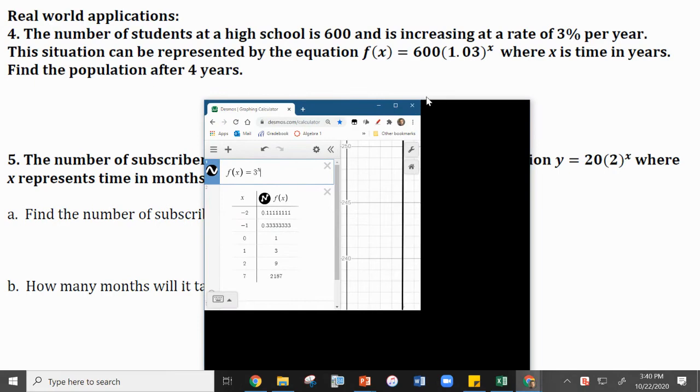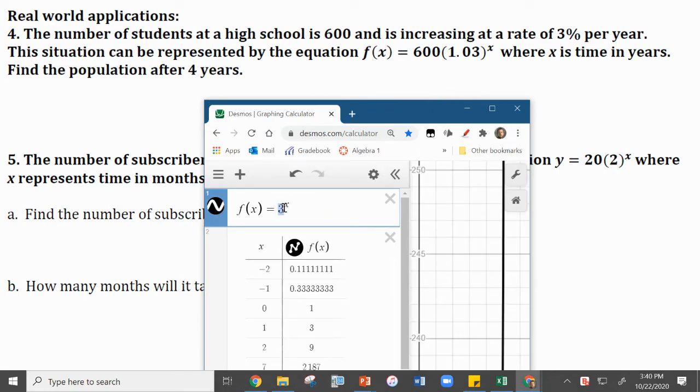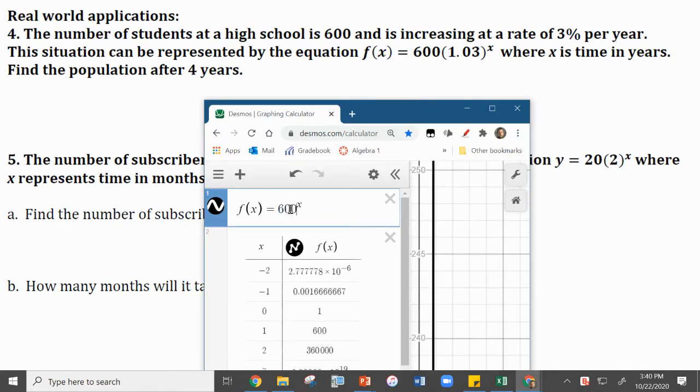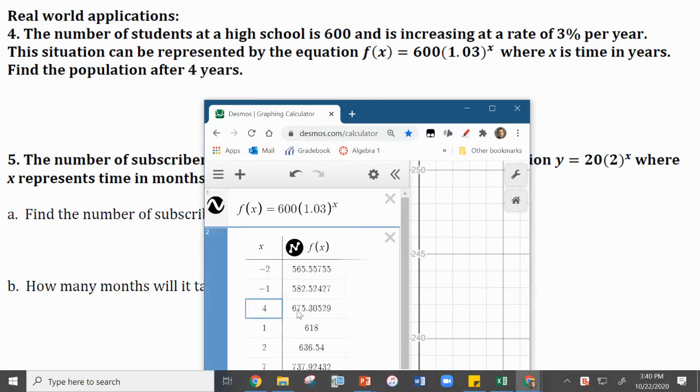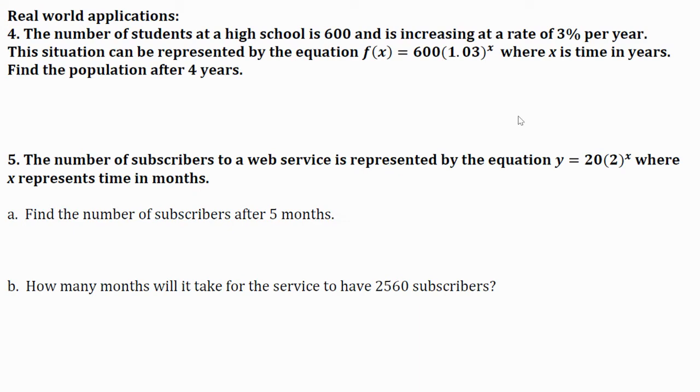For these type of questions, you just want to use Desmos every time. And so I'm going to type in 600 times 1.03, all raised to the power of x. And then you want to find after 4 years, you can simply go to one line, type 4, and it will tell you what that population is. And so it was 600, but after 4 years, it's 675.31 would be the answer to that. Okay, so pretty simple. Most of the time, they're going to give you the exponential function, throw it in there, and use the table and the graph to answer your questions.